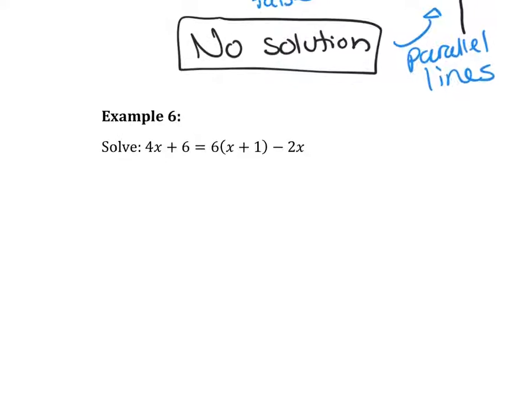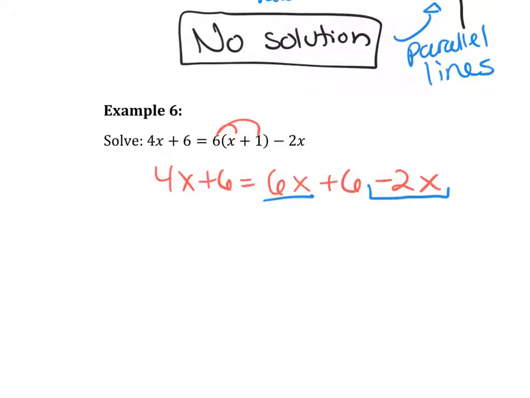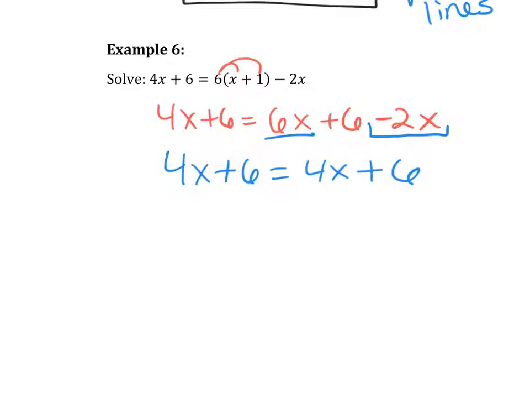If we look at example 6, so we have some distributing we can do here. So we'll have 4x plus 6 equals 6x plus 6, and then the minus 2x is still there. We can combine like terms, the 6x and the minus 2x. Remember the sign goes right with what comes after. So 4x plus 6 equals 4x plus 6. Why could we just stop there? Because it's going to be the same thing. Yeah, because they are exactly the same thing. 4x plus 6 equals 4x plus 6.